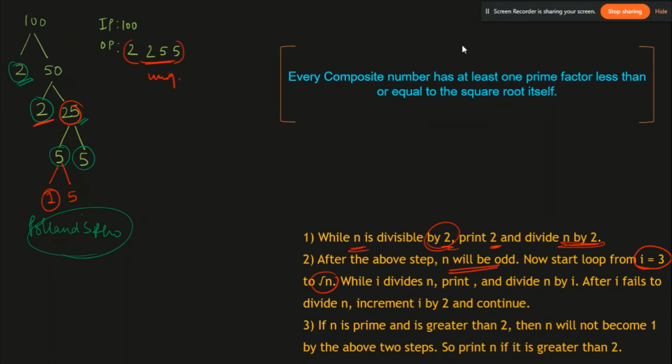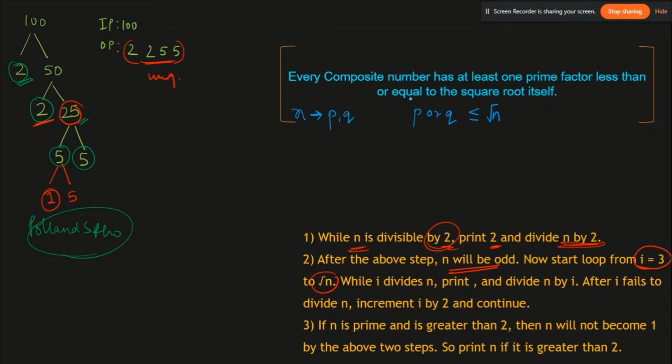So let us consider what the statement given is. Suppose we have a number n and it has two prime factors p and q. Very simple. According to this property, it is saying that either p or q should be less than or equal to root n.